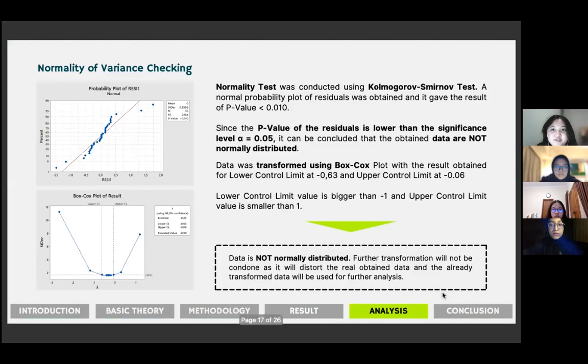Next, a normality test was conducted and showed that the data are not normally distributed. A Box-Cox transformation was then conducted and the data is still not normally distributed, and further transformation will not be performed. Next, please.